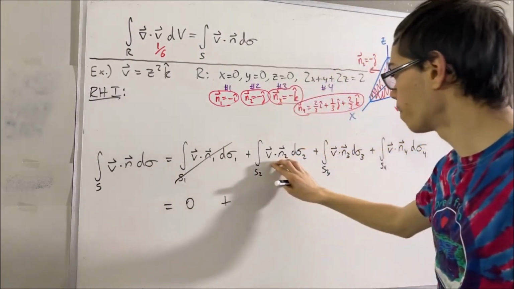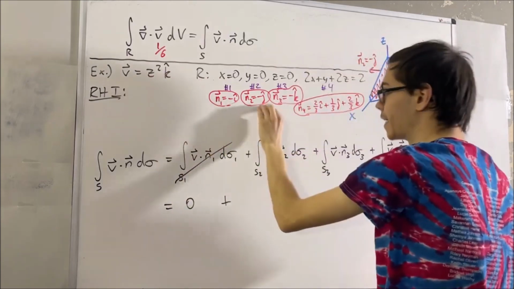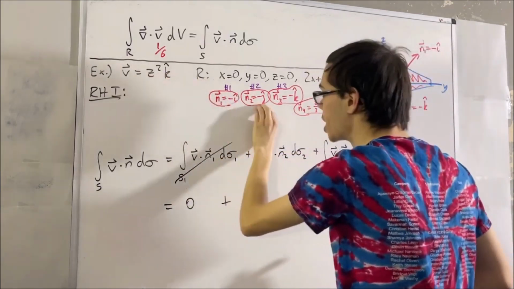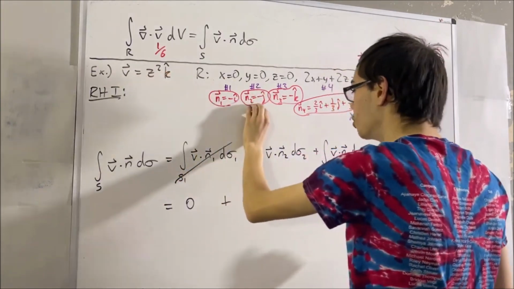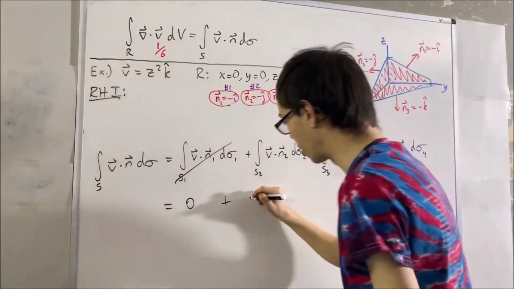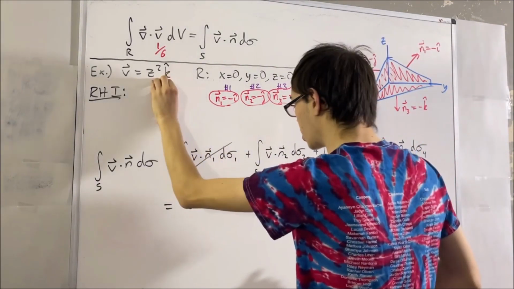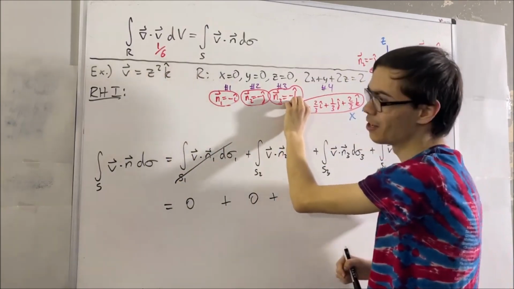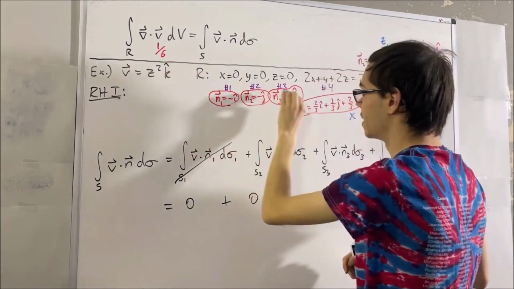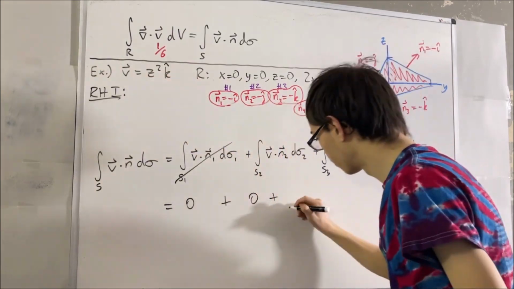For the second integral, you're doing z squared k dotted with negative j. But again, k and j are perpendicular to each other. So v dot n2 is 0. The integral of 0 is 0. Now we do v dot n3. Well, z squared k dotted with negative k is not 0. It's actually negative z squared.